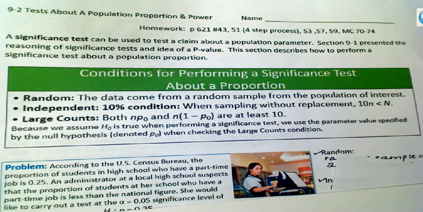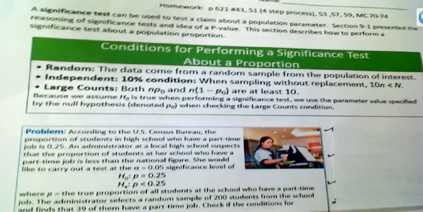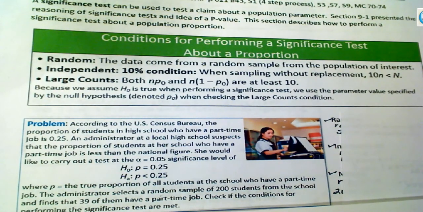We're going to go through this first one, and all we're going to do is check the conditions. Here's the problem. According to the U.S. Census Bureau, the proportion of students in high school who have a part-time job is 0.25. An administrator at a local high school suspects that the proportion of students at her school who have a part-time job is less than the national figure. She would like to carry out a test at the alpha equals 0.05 significance level.